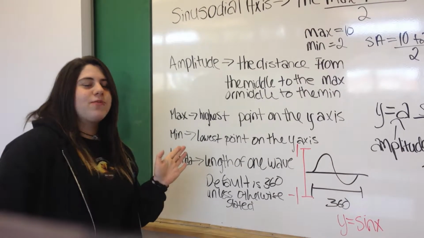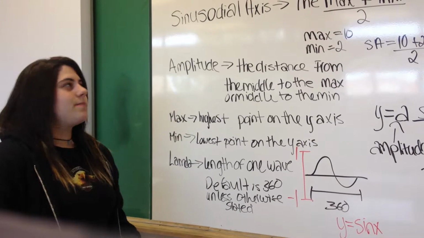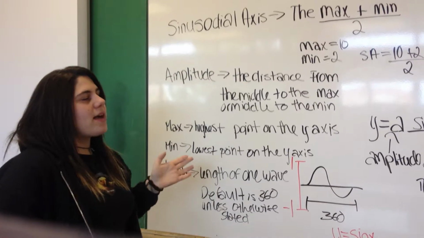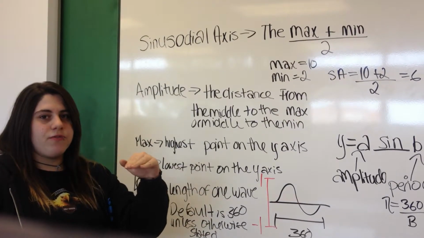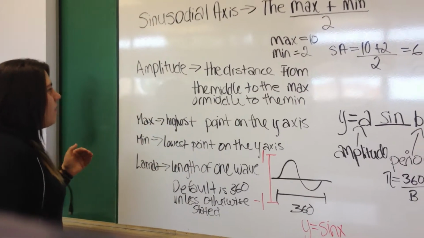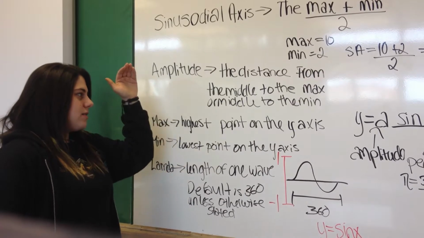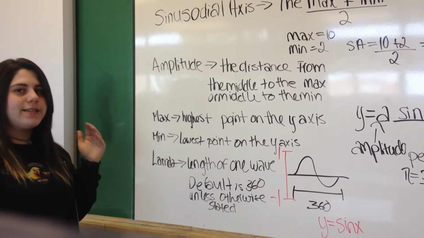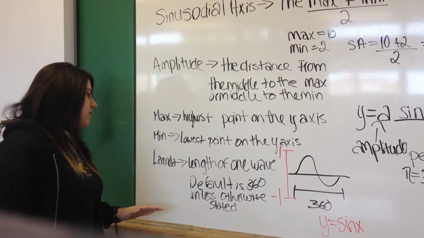Hi guys! So before you can learn to graph a sinusoidal graph, you're going to have to know a few words. First, let's start off with the sinusoidal axis. That is the max plus the min divided by 2, which is also the middle of the max and the min. The amplitude is the distance from the middle to the max, or the middle to the min. The max is the highest point on the y-axis, and the min is the lowest point on the y-axis.